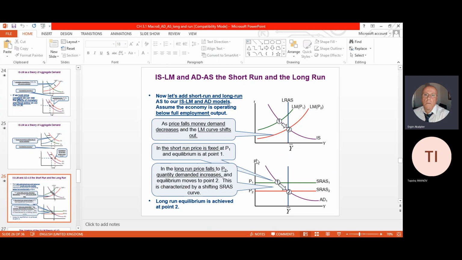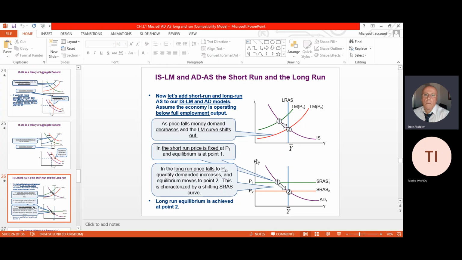As you see in the purple circle, there's an intersection, but in the long run, the price falls to P2, as indicated on the graph, where you are observing the LM curve shifting to the right, and the equilibrium moves to point 2. This is characterized by the short-run aggregate supply shifting to a lower level, as observed here.